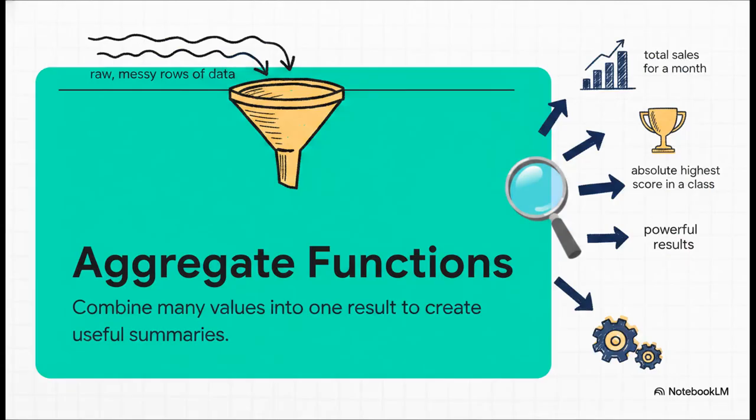This is exactly where aggregate functions swoop in to save the day. They do all the heavy lifting for us. By definition, aggregate functions are database tools that combine many values into one single powerful result. Basically, they act as the bridge that gets you from raw, messy rows of data to crystal clear summaries. So whether you need to figure out your total sales for the month or spot the absolute highest score in a class instantly, aggregates are the engine that makes your database actually useful.